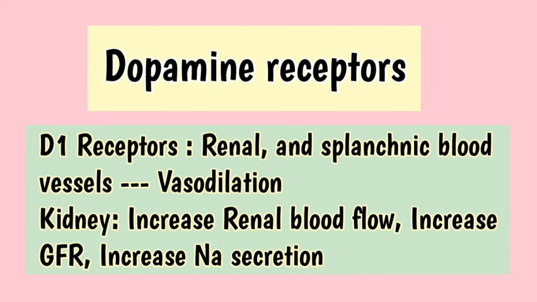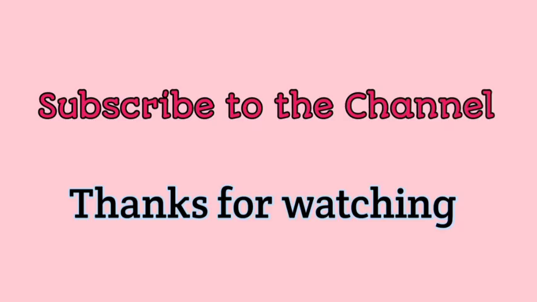Dopamine receptors, which are peripheral receptors: D1 receptors are present in the renal and splanchnic blood vessels, so the response produced is vasodilation. Dopamine receptors are also present in the kidney and the response is increased renal blood flow, which increases renal glomerular filtration rate and in turn results in sodium secretion. So that's all about adrenergic receptors.